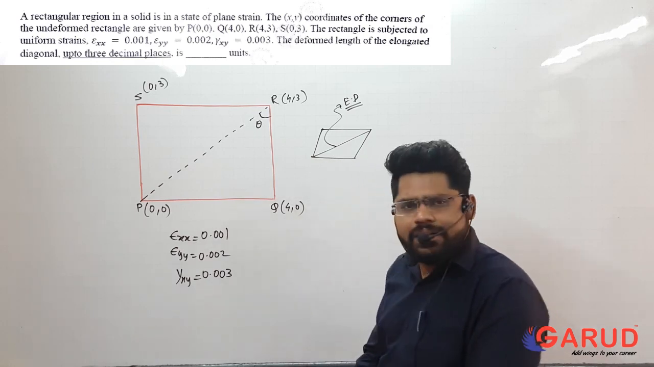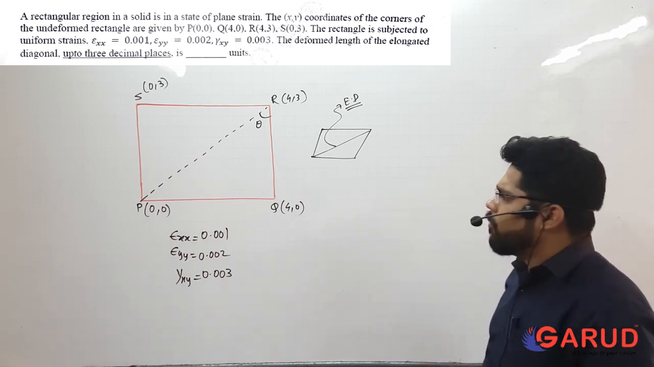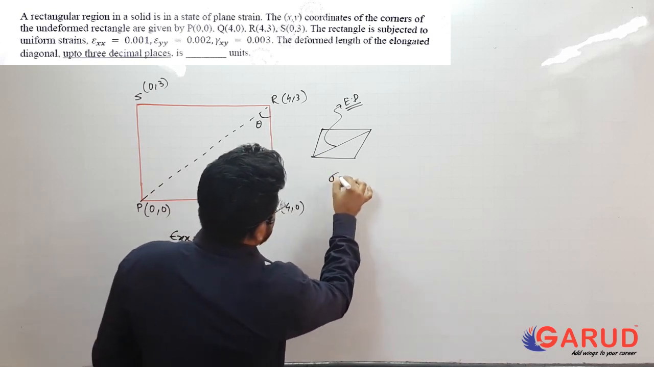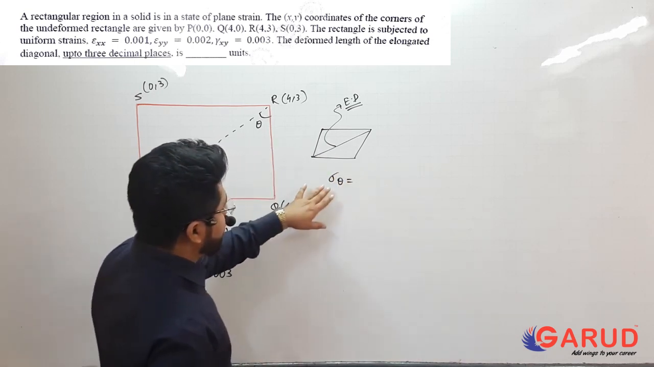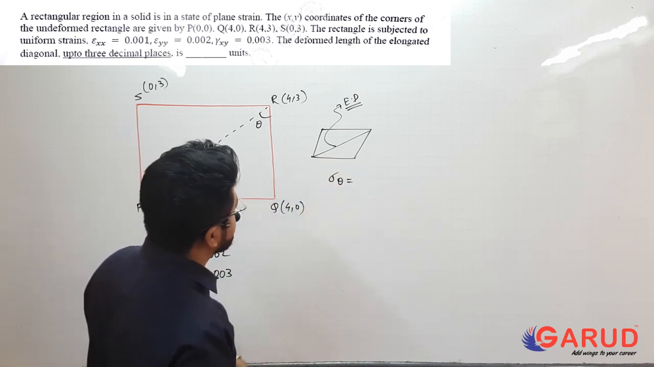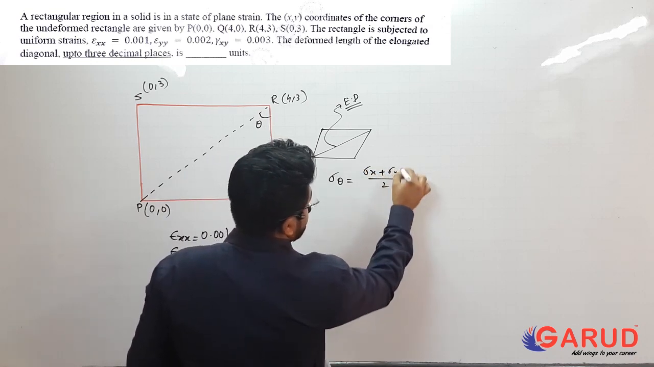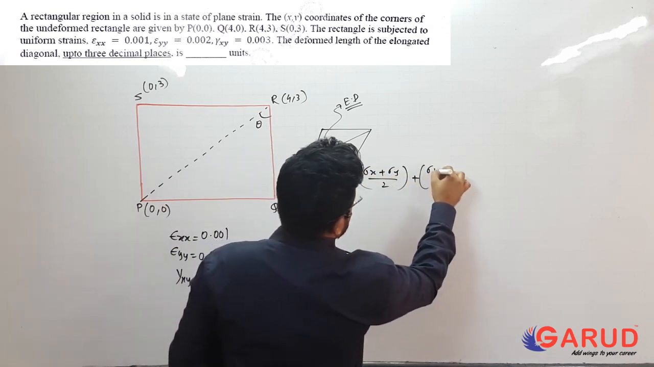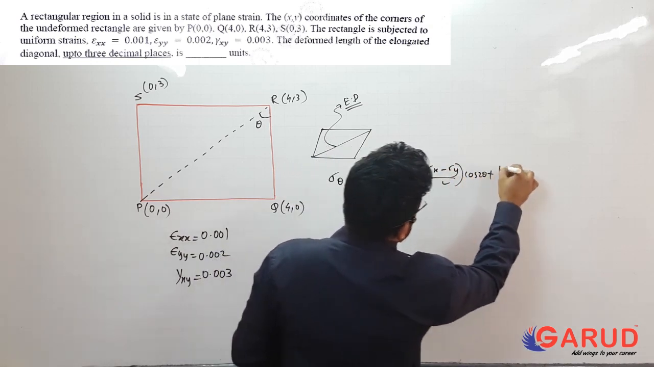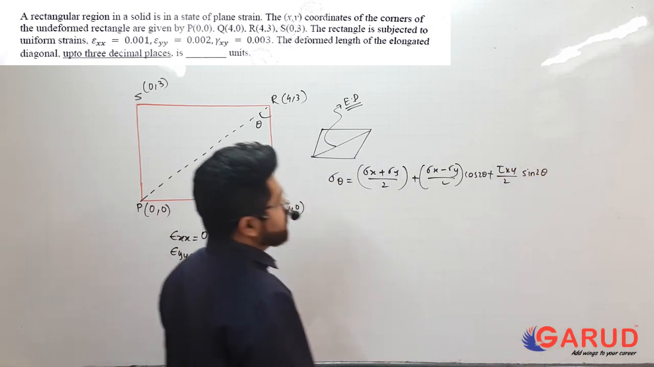So, how to tackle this, first of all? Guys, you might have learned a formula, that is the formula of sigma theta, to find out the stress at some particular plane. The formula is sigma theta is equal to sigma x plus sigma y by 2 plus sigma x minus sigma y by 2 cos 2 theta plus tau xy sin 2 theta, am I right? You might have seen this formula.